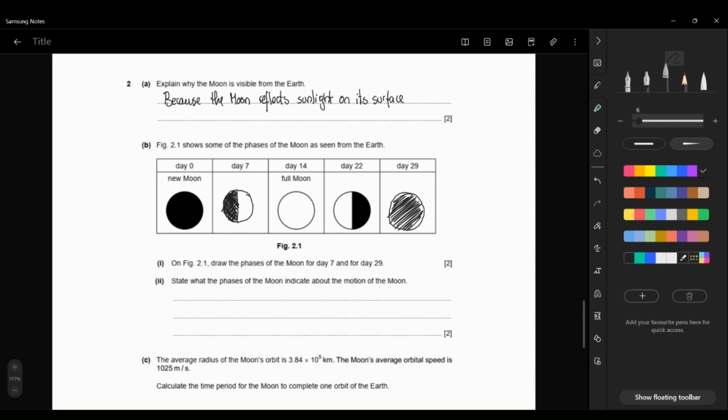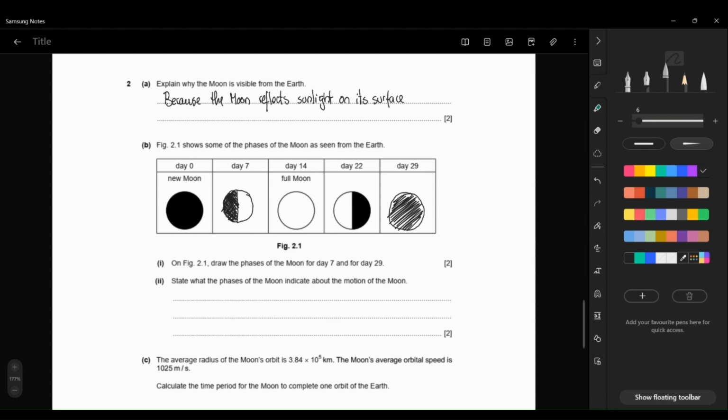State what the phases of the moon indicate about the motion of the moon. So what do the phases of the moon tell us? It tells us that the moon is moving around the Earth. As it moves around the Earth, we can see different sides of the moon, if you will, being lit. So it tells us that the moon is orbiting the Earth, and it also tells us that the time it takes for this orbit to be completed is around 27, 28 days.